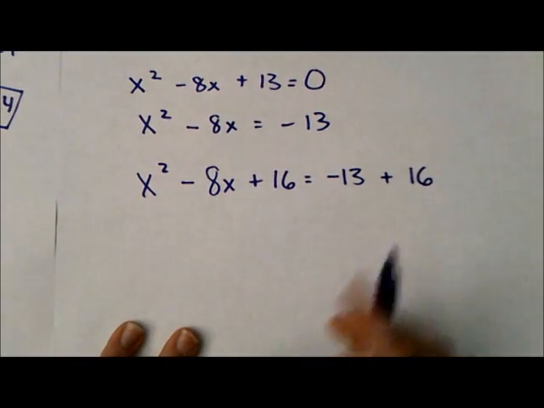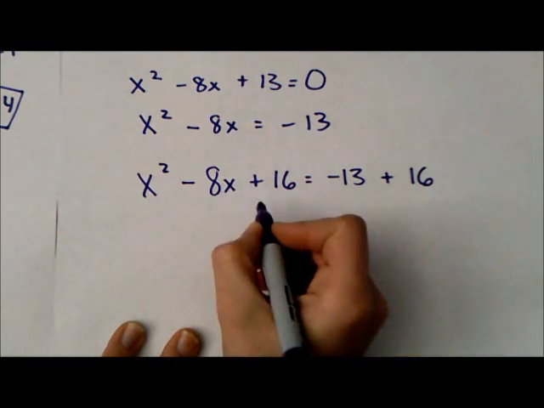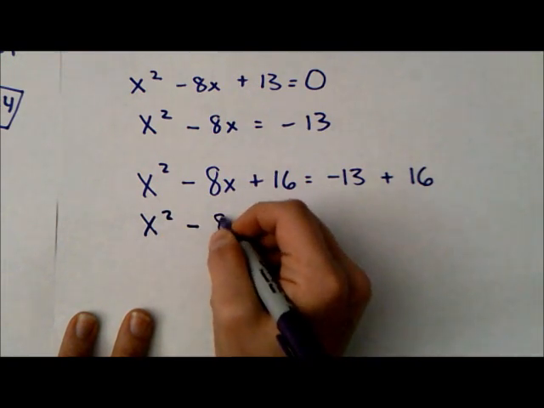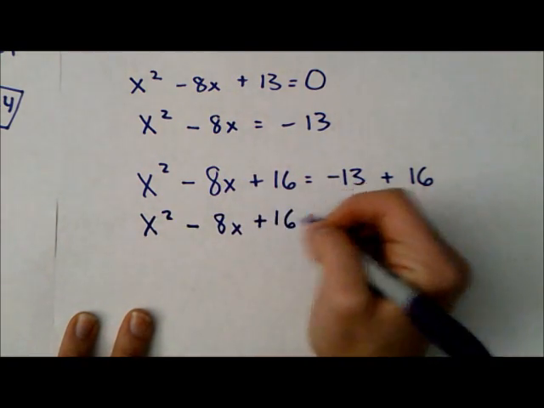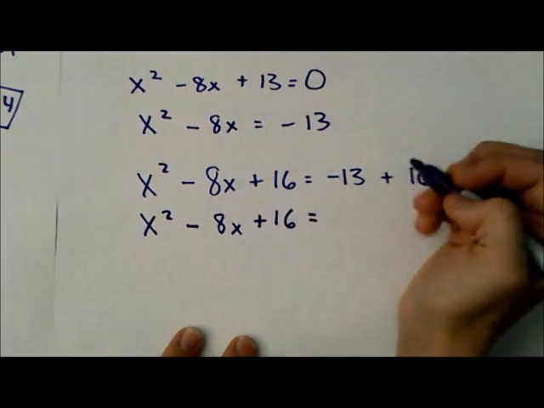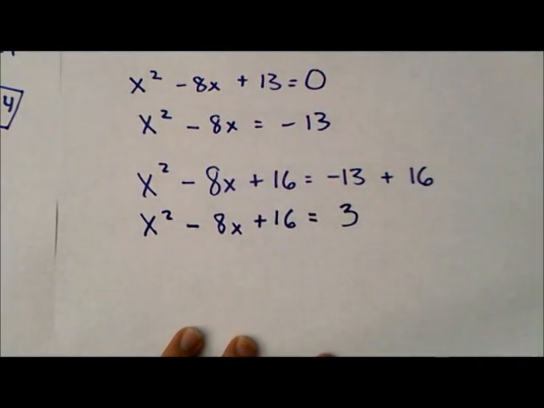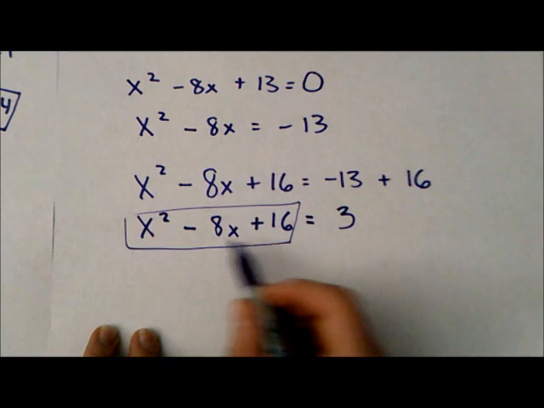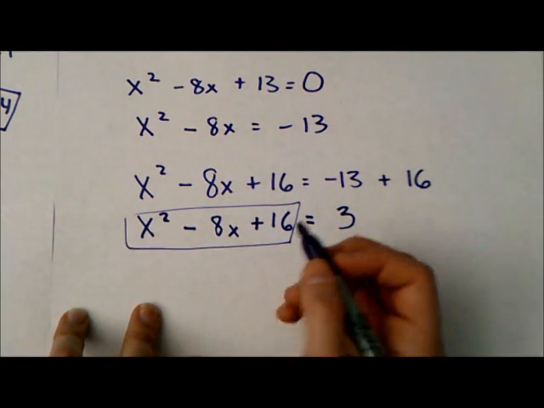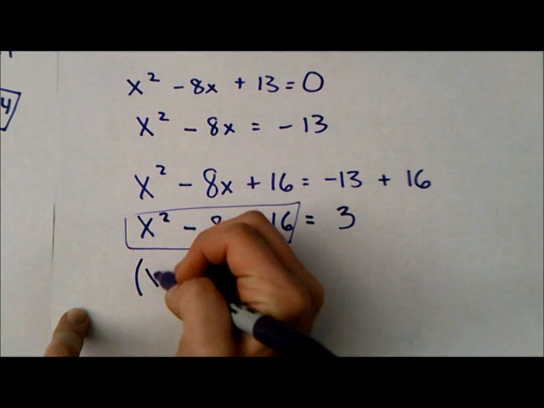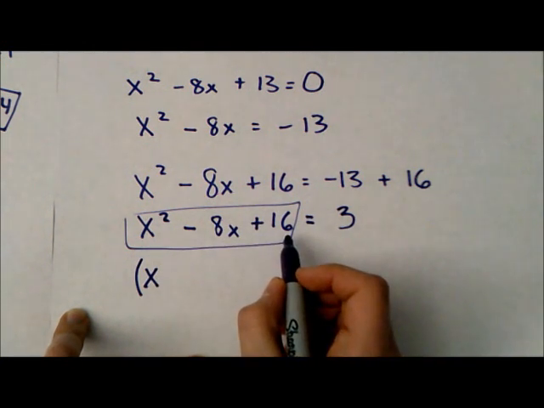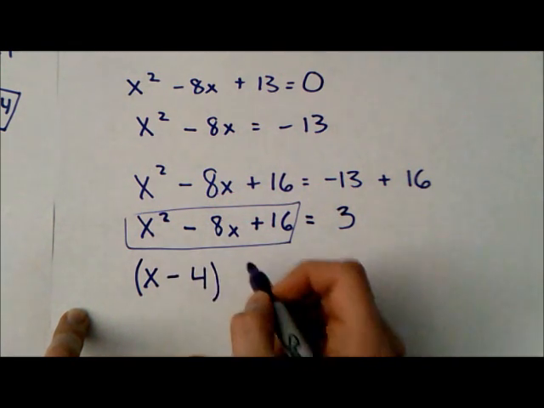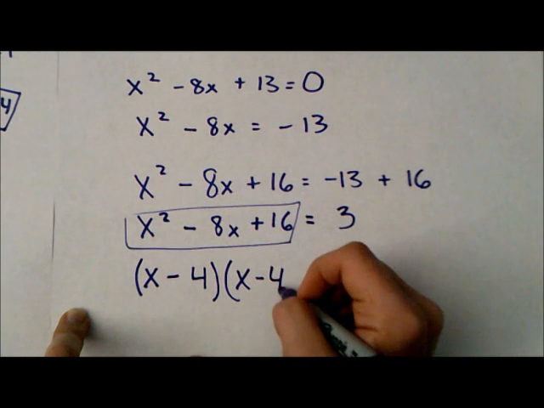The next step is we're going to add this up and then make it so that we can factor. So we'll have x squared minus 8x plus 16 equals 3. Now we can factor this side of the equation. So what we're going to do is, since it's a perfect square, this is 8 and 16, we are going to do x minus 4 times x minus 4.